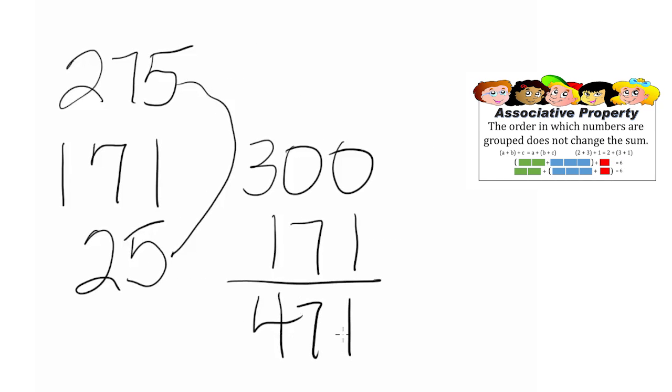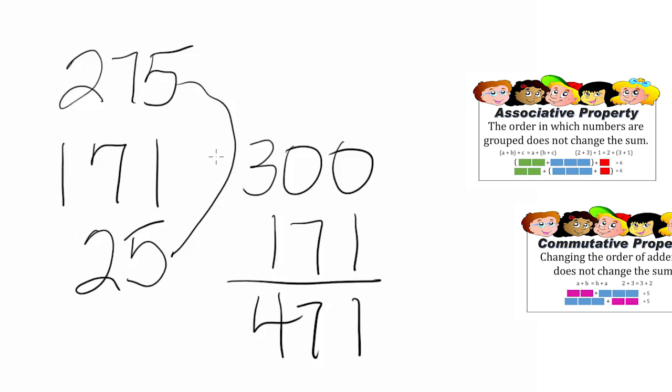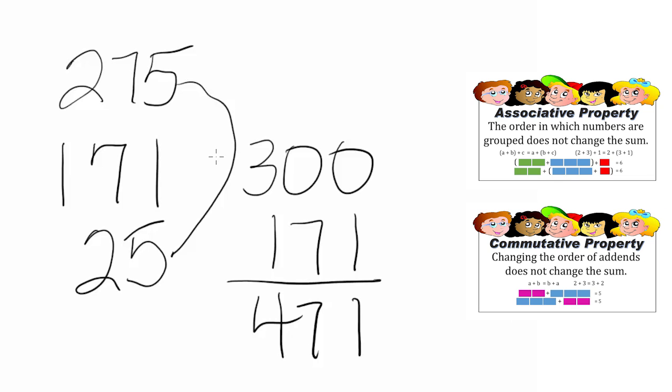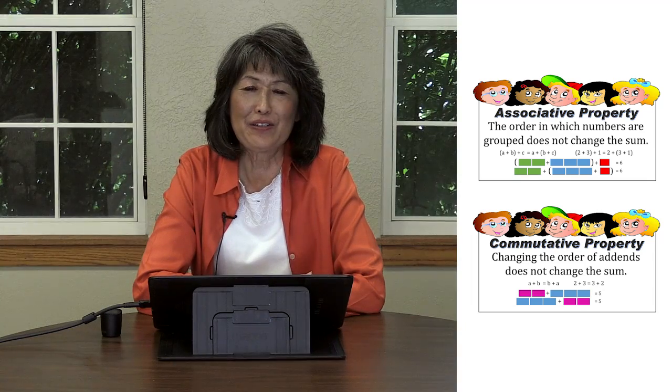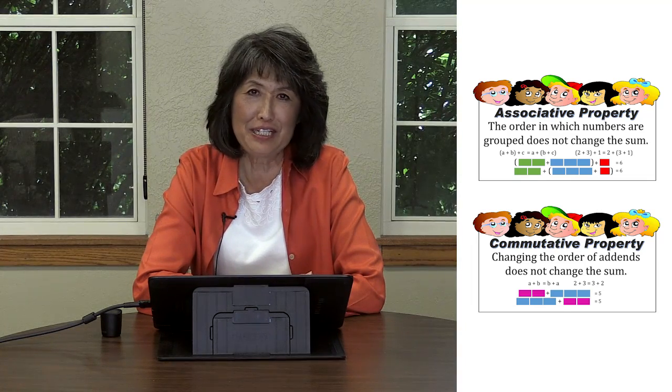The associative property allows me to group the easier numbers together but still end up with the same sum. The commutative property allows me to add 25 to 275 or 275 to 25, whichever way I find easier. In this lesson, students have learned how to use the associative and commutative properties when adding 2- and 3-digit numbers.